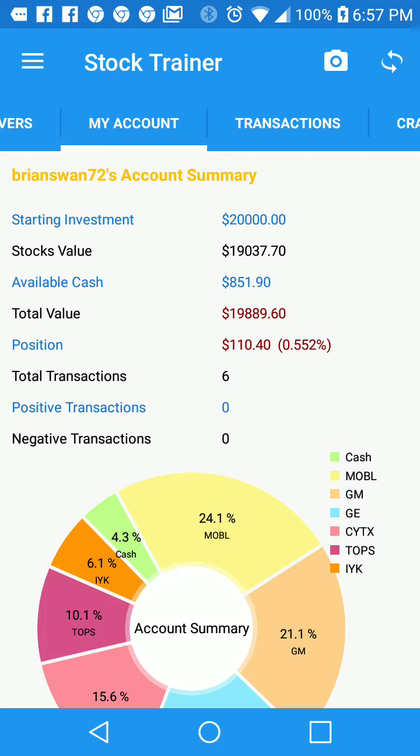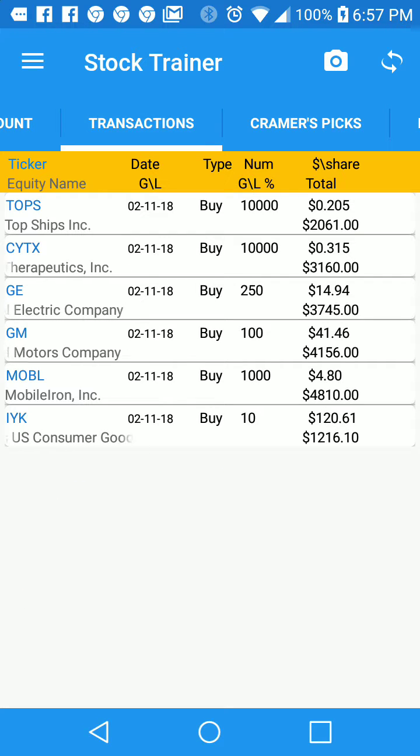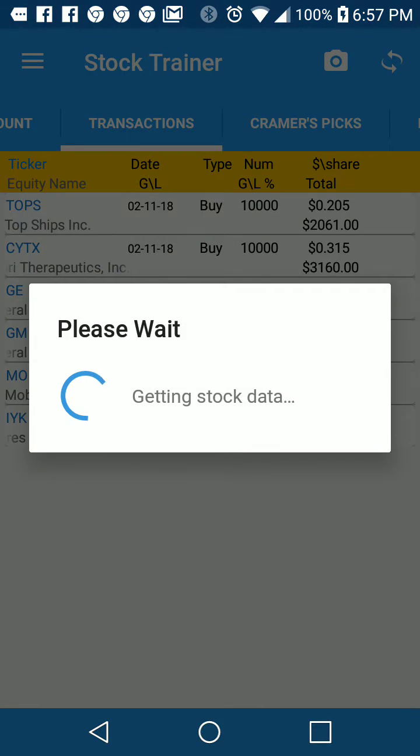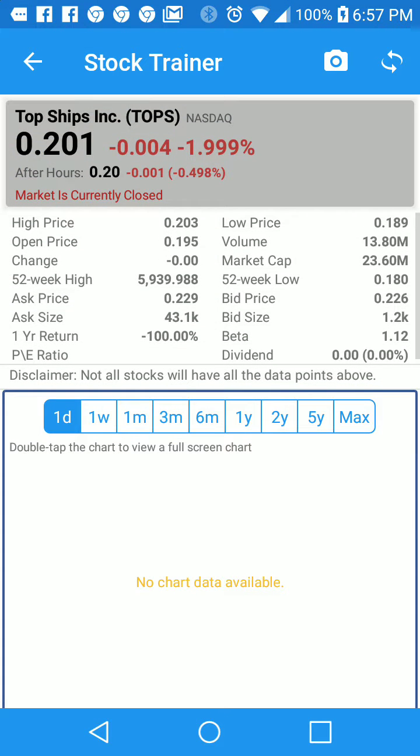Now here's your summary. Now you can see where I have a starting investment of $20,000, and I've already got $19,000 worth of stocks invested here with available cash of $851. And you see how they have it broken down here. Here are my transactions I got the other day. I bought Top Ships. Let me show you something. These are some of the stocks I actually own, and I went ahead and I bought them in the trainer here. Now Top Ships is an actual shipping company, and they're based out of Greece.